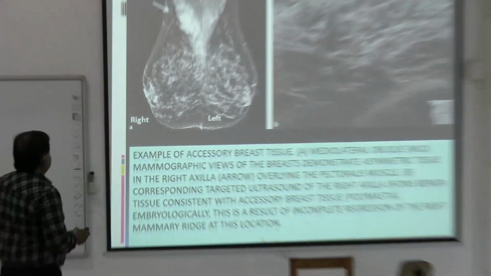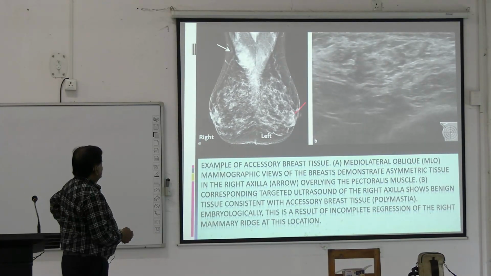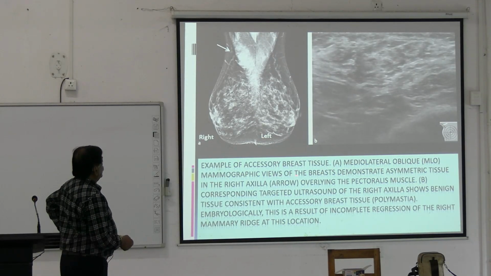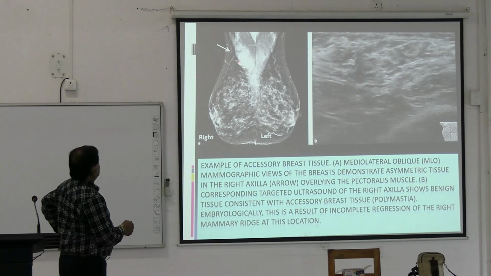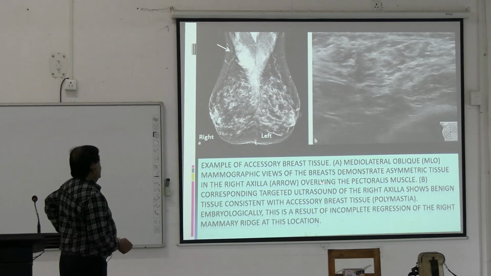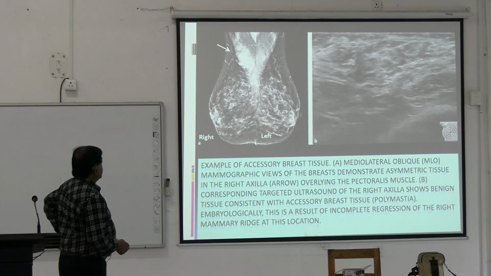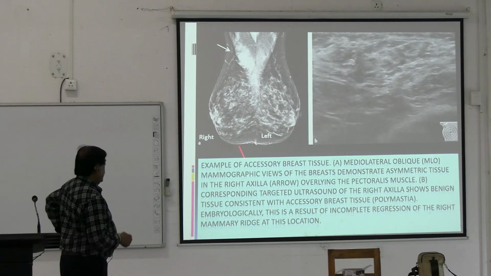Now, example of accessory breast: a mediolateral oblique mammographic view of the breast demonstrates asymmetric tissue in the right axilla, arrow. Here the right axilla, overlying the pectoralis major, and corresponding targeted ultrasound of the right axilla shows benign tissue consistent with accessory breast tissue, polymastia. Okay.